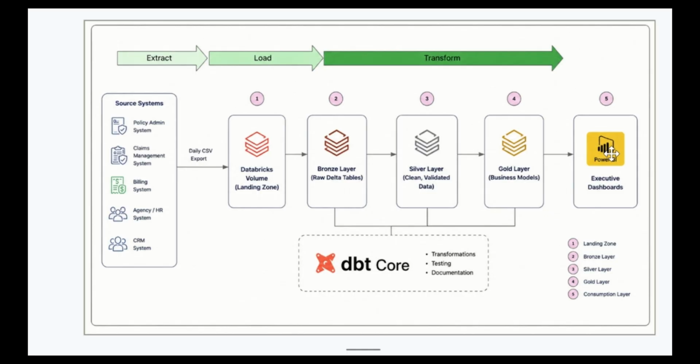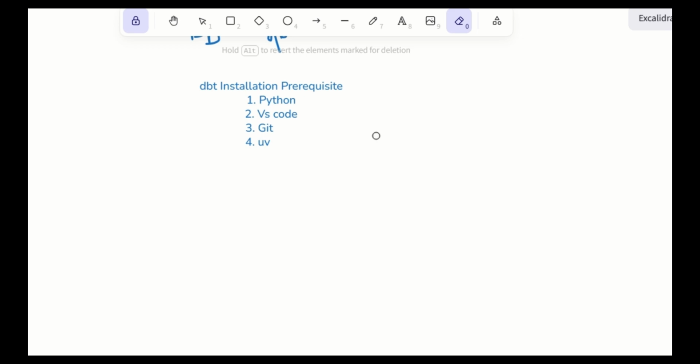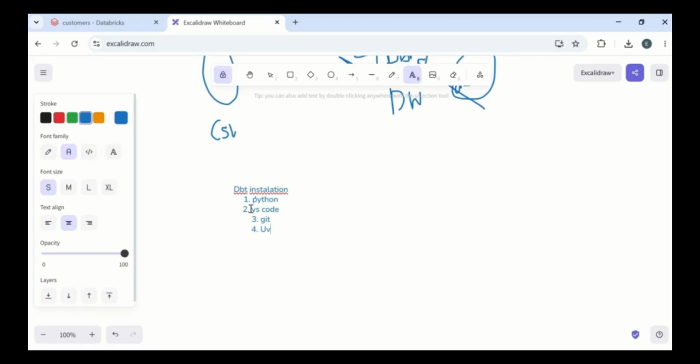So let's install the dbt. For us to install the dbt, it has some prerequisites. So we need to install Python. We need to install VS Code, and then we need to install Git, and then we need to install UV. So for us to install and set up the dbt, we need to install these prerequisites. They work hand in hand with the dbt. Let's jump straight into installing the Python.